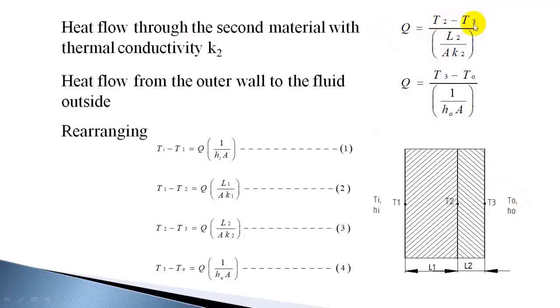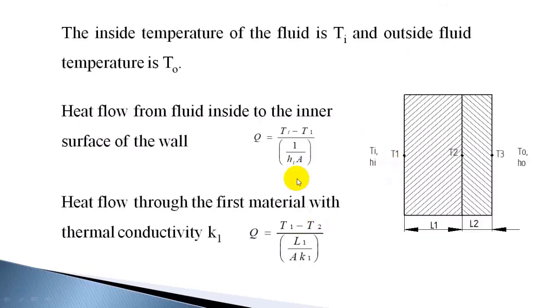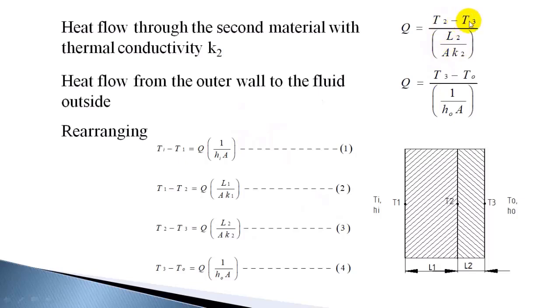You can find out the temperature difference as Q into L2 by A K2. Similarly, from the first expression in the previous slide, Ti minus T1 is Q into 1 by hi A. Similarly, T1 minus T2 is Q into L1 by A K1. So all these equations you can write in terms of temperature differences: Ti minus T1 is Q into 1 by hi A, T1 minus T2 is equal to Q into L1 by A K1, T2 minus T3 is Q into L2 by A K2, and T3 minus T0 is Q into 1 by h0 A. Now all the equations you can add.